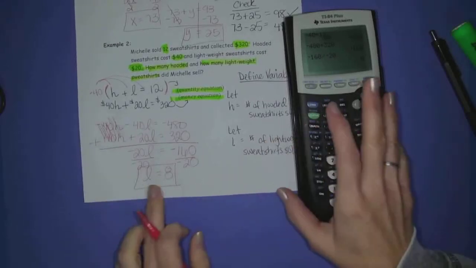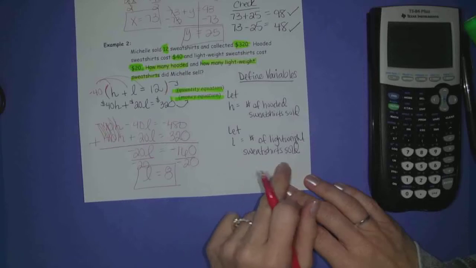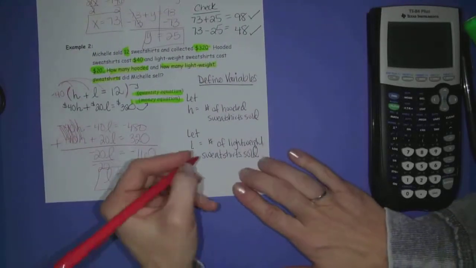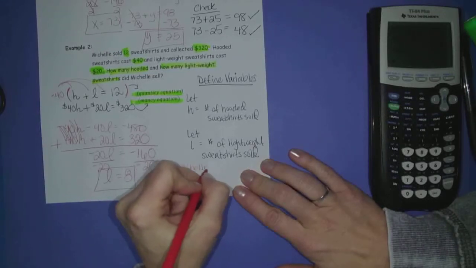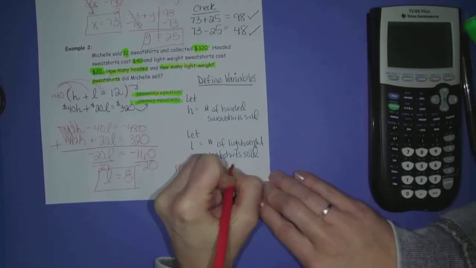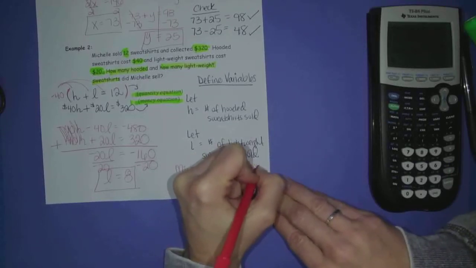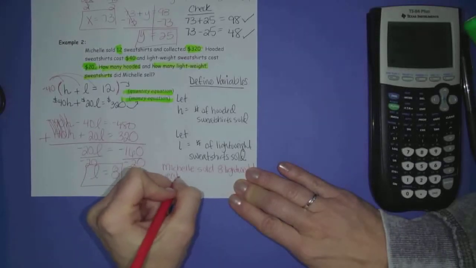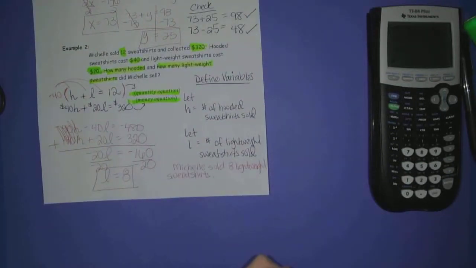So that means since L is holding the place for the number of lightweight sweatshirts sold, we now know, and I'm going to write it over here, Michelle sold 8 lightweight sweatshirts. You should always finish your problem by answering the question. Okay, Michelle sold 8 lightweight sweatshirts.